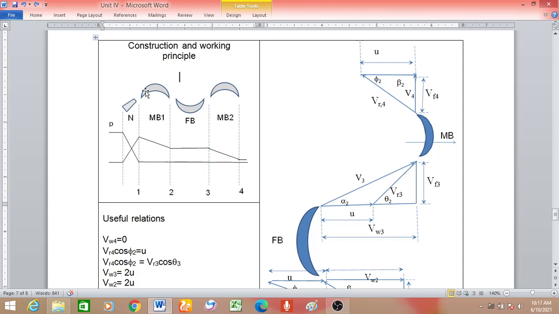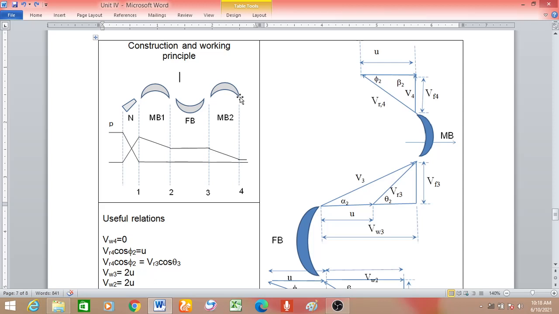Okay, the inlet triangle to the first set of moving blade, the outlet triangle for the first set of moving blade. Eventually this becomes the inlet triangle for the fixed blade also, and the outlet velocity triangle for the fixed blade, which is the same as the inlet triangle for moving blade 2. And finally you have the outlet velocity triangle for moving blade 2. So we have to draw triangles, 1 here, 2 here, 3 and 4 here. 4 triangles we have to construct.